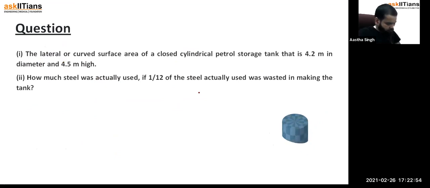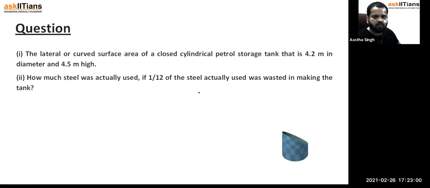So yeah, a good question, and again a question is there for you. Just try to solve it, guys. How will you solve it? Basically, it is given that the lateral curved surface area of a closed cylindrical petrol storage tank that is 4.2 meter in diameter and 4.5 meter high.